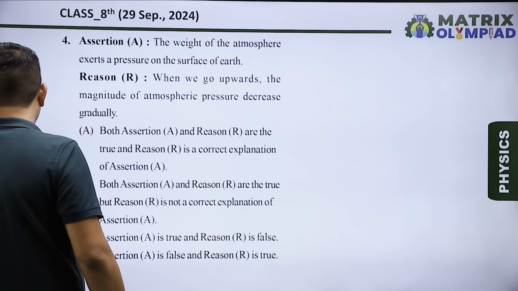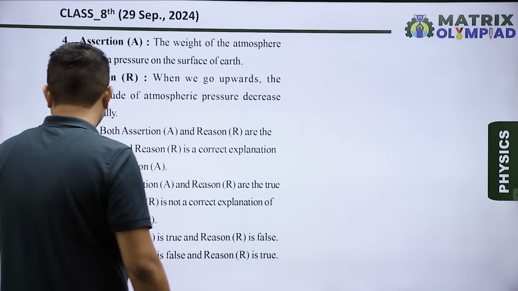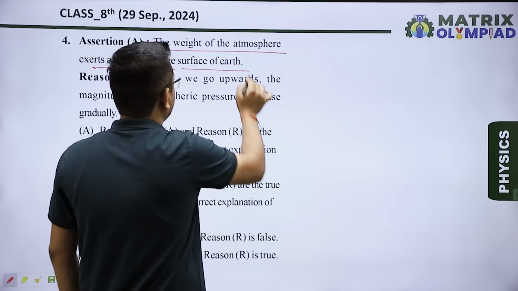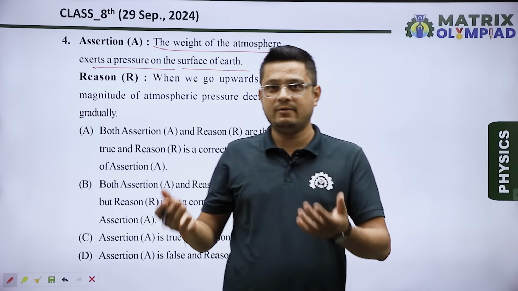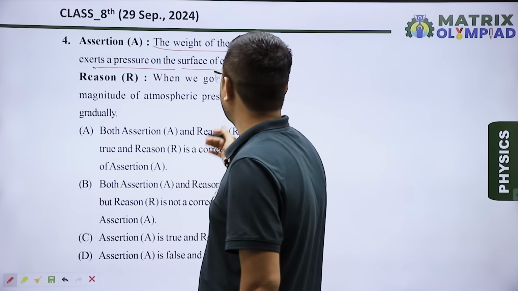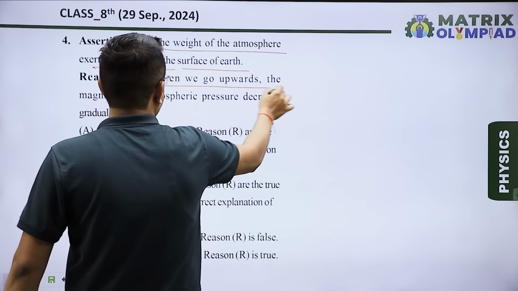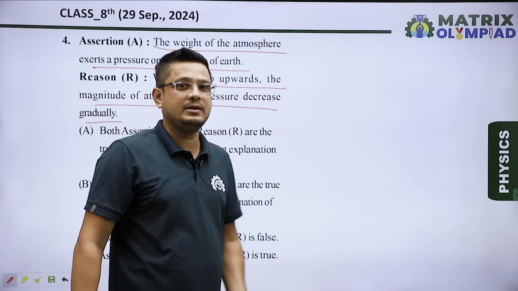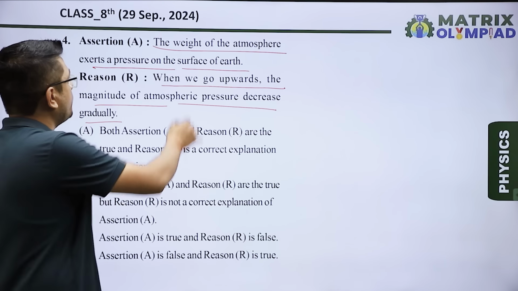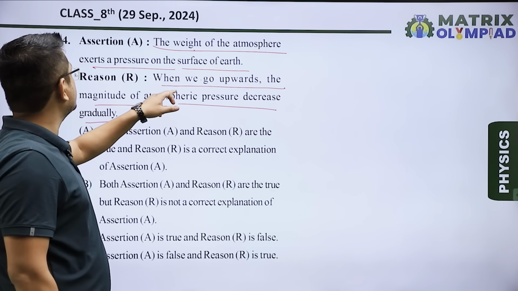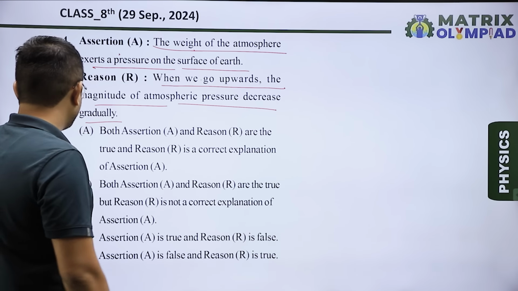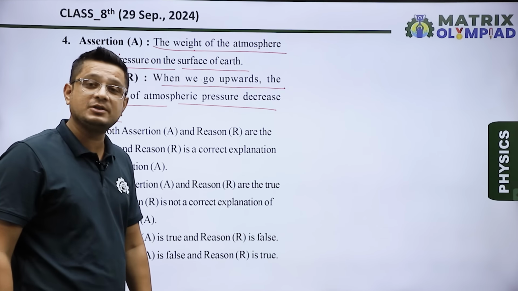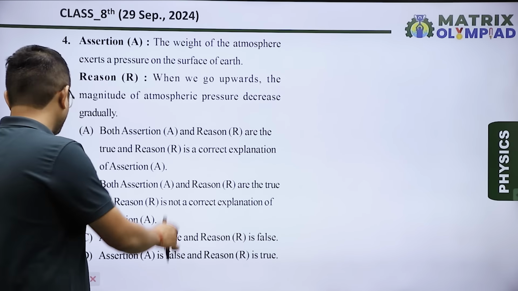Next question, question number 4, which is an assertion reason question. Let us read the assertion. The weight of atmosphere exerts a pressure on surface of earth. Yes, because atmosphere has a weight, so it will exert a pressure. Next is, when we go upward, the magnitude of atmospheric pressure decreases gradually. Yes, as we go to higher altitudes, the value of pressure decreases. So, both statements are true, but the reason is not the correct explanation of the assertion. So, option B is our correct answer, that is both assertion and reason are true, but the reason is not the correct explanation of assertion.